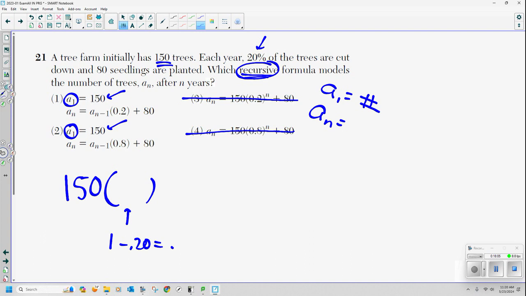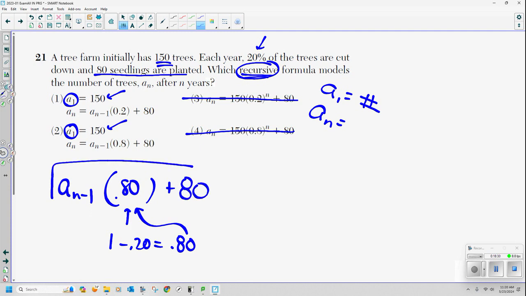1 minus 0.20 is 0.80. So I'm going to take my previous term. In this case, I'm going to take a sub n minus 1. That means my previous term. I'm going to multiply it times 80%. Okay? And then I'm adding 80 more trees, so I'm just going to add 80 trees to it. And this right here is what you should end up with.